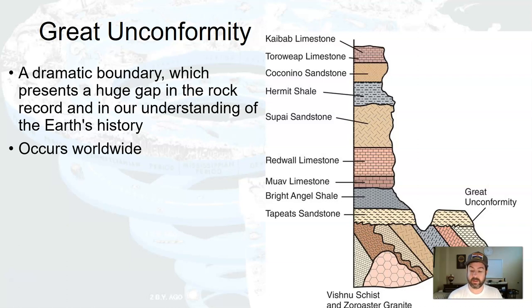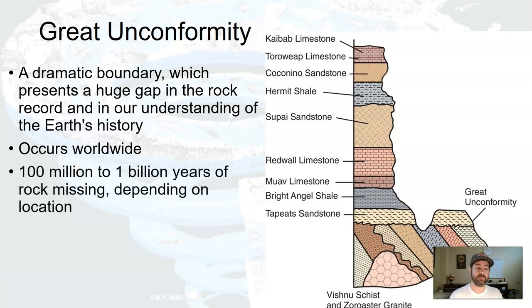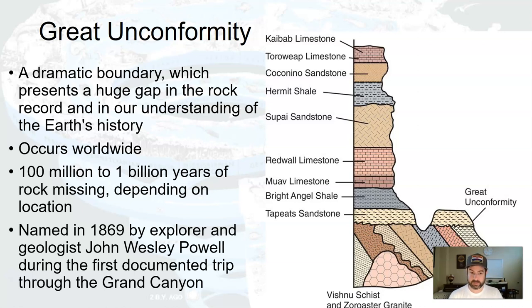Depending on where you're at on Earth and what you're looking at, there's anywhere from 1 million to 1 billion years of missing information, because we find it in a number of places around the world. This was named, obviously this is here in Arizona, in 1869 by explorer and geologist John Wesley Powell, famous in Arizona history. During his first documented trip through the Grand Canyon, he was the first person to take a one-person boat down the entire Grand Canyon, and I think he only had one arm, too.